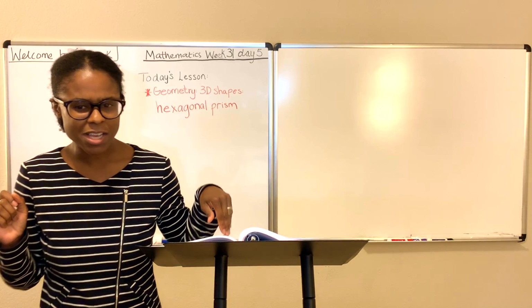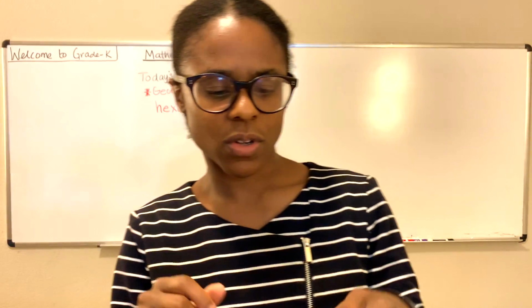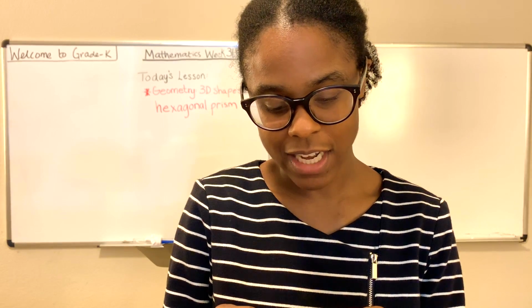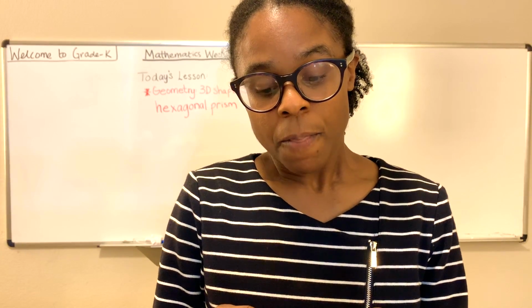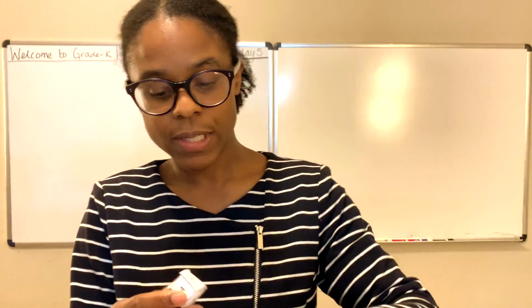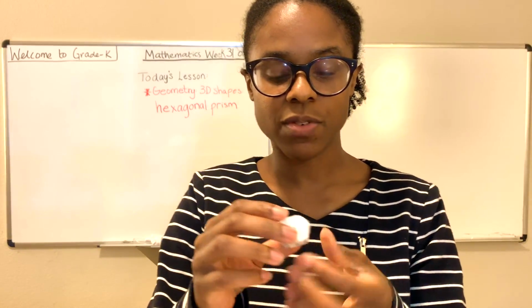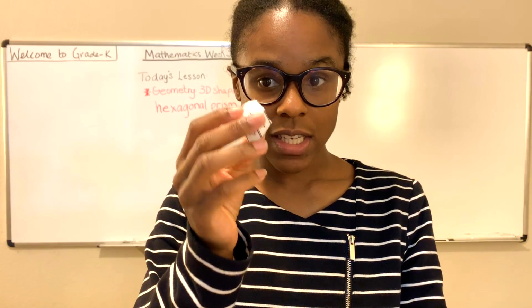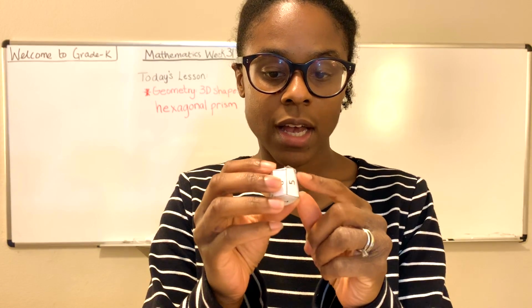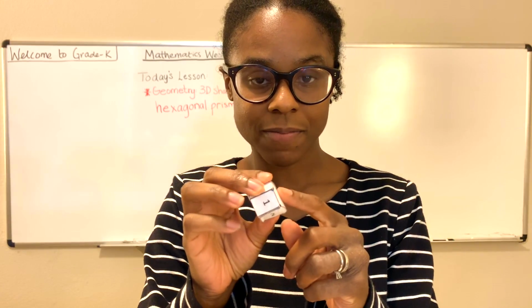And today we're talking about a very unusual shape. I say unusual because it's not as common in the natural environment. And that's the hexagonal prism. So what we've done is we've gone and created this shape. It has 8 faces.